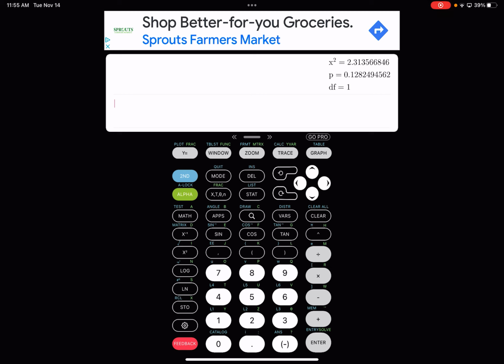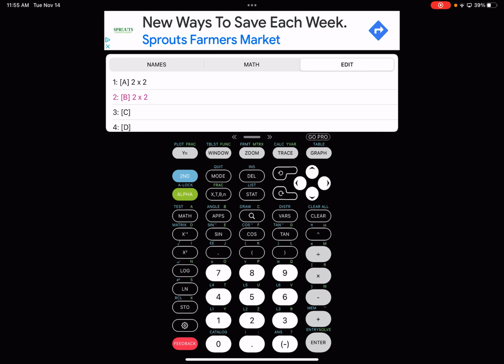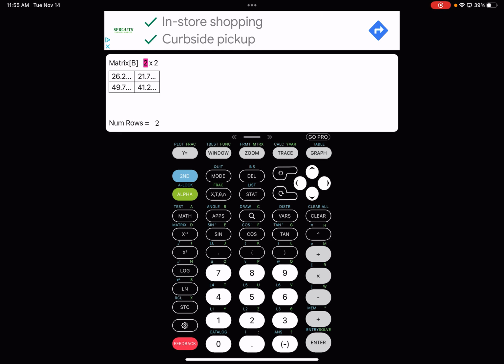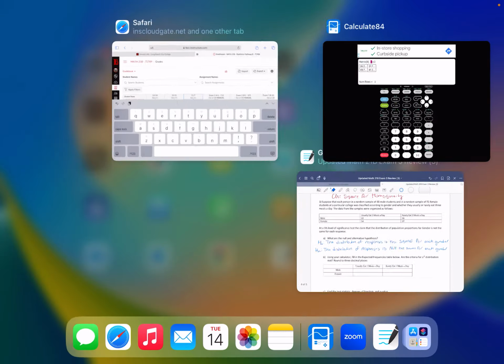I'm going to find the expected values by going back into my matrix, going over to edit, and going to matrix B, because that's where the calculator entered the expected values. Again, it's ugly on my calculator because of the app, but on yours it should be nice. You should be able to see at least 3 decimal places. So I'm going to take those values and enter it in.